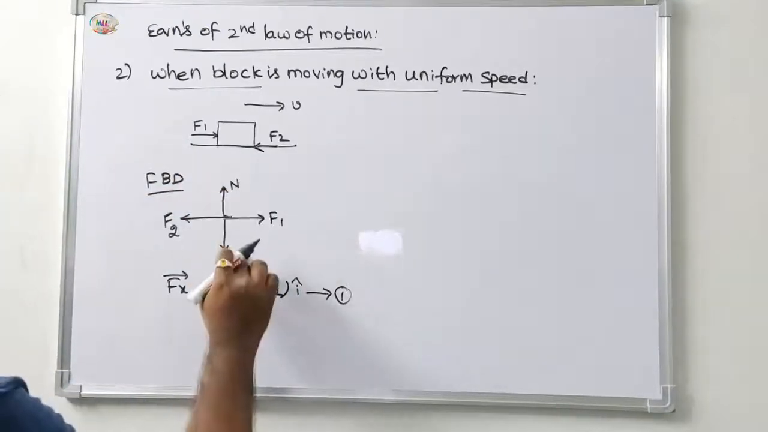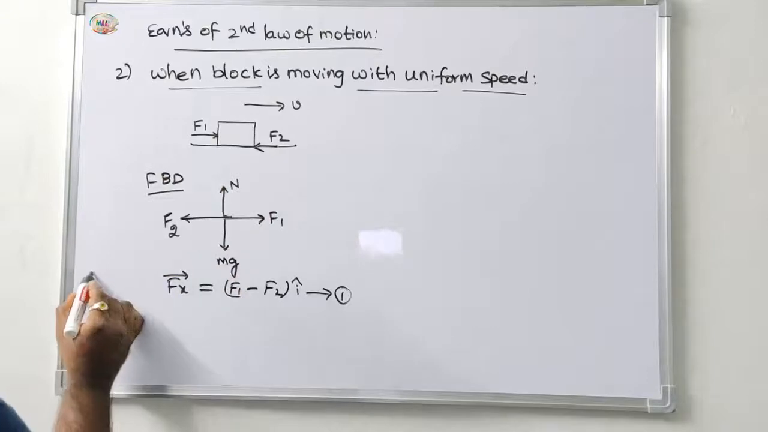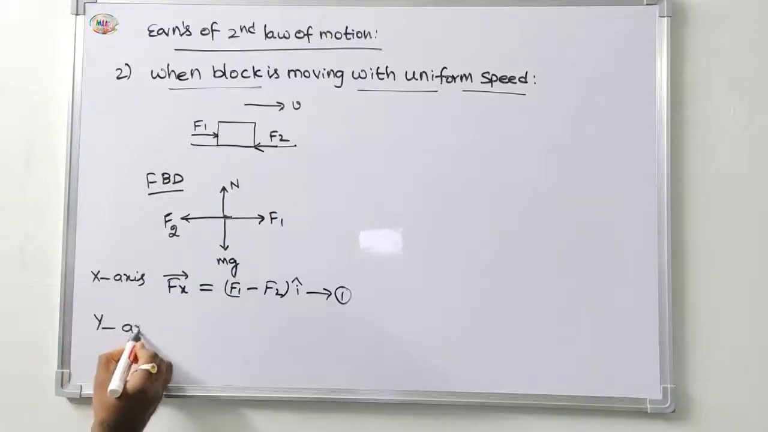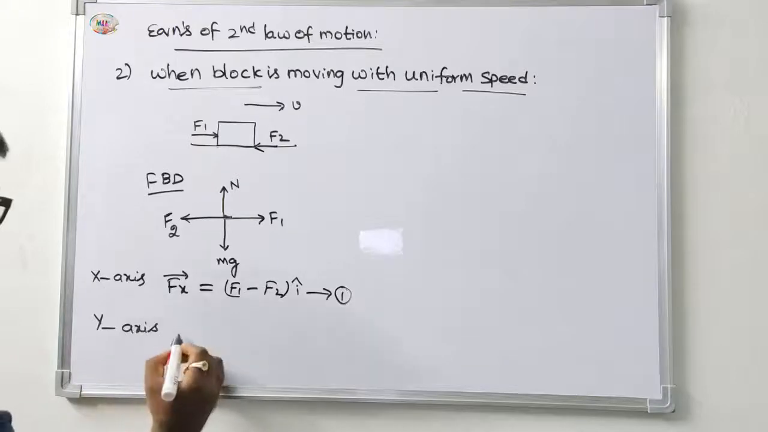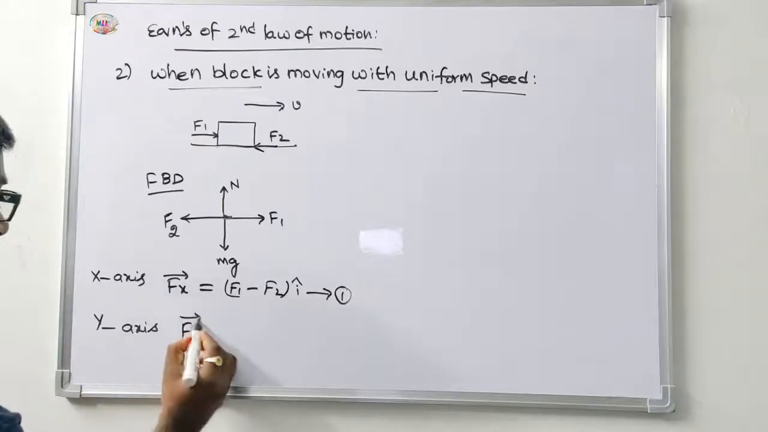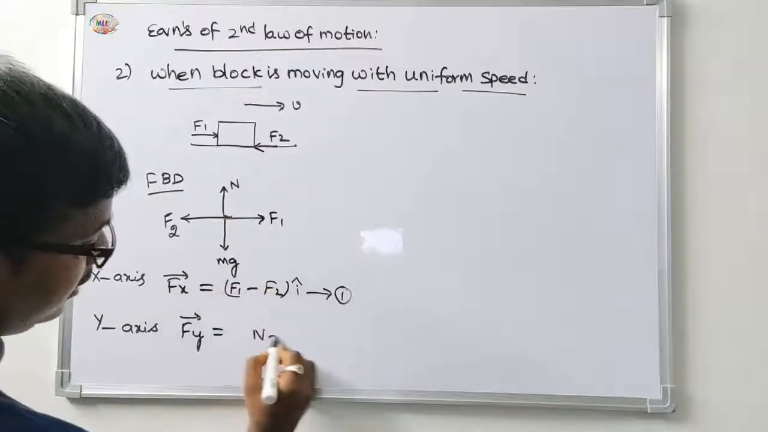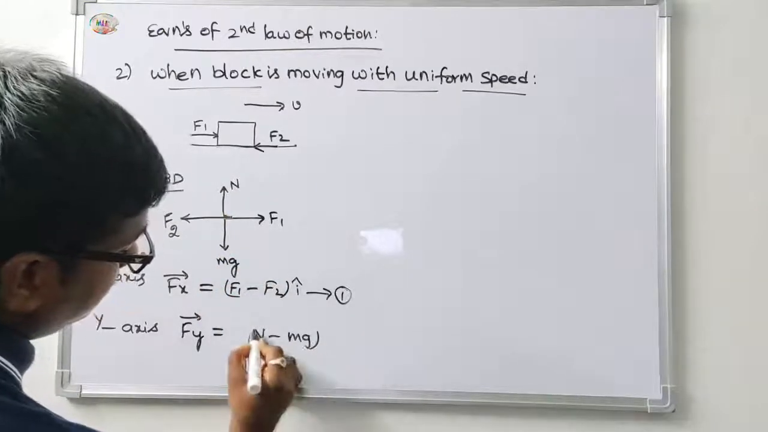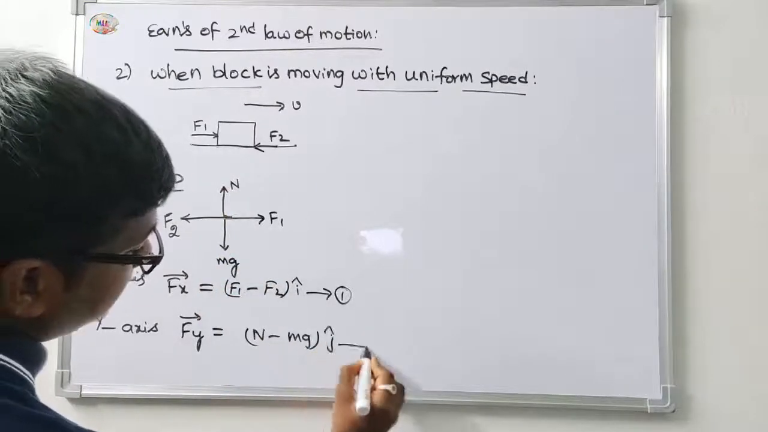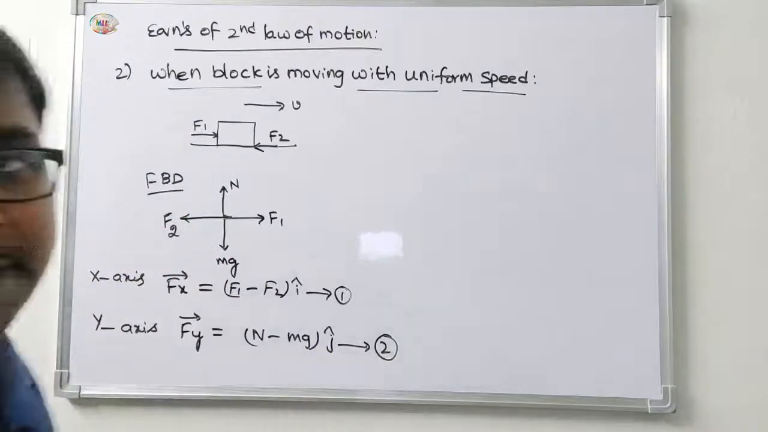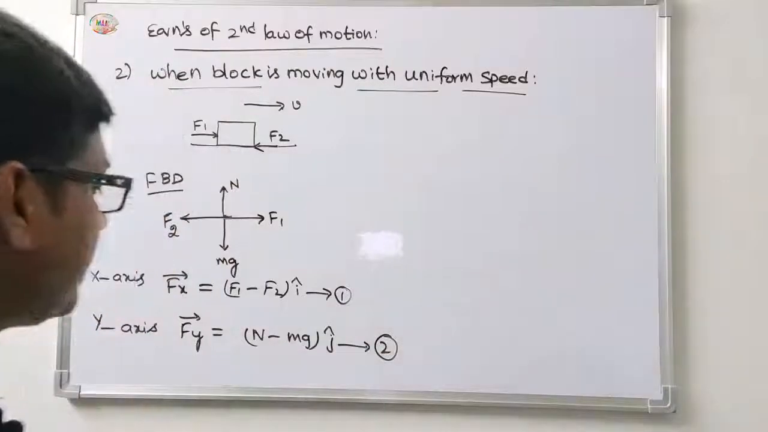Along the y-axis, Fy is equal to n minus mg into j cap. This is equation number 2.